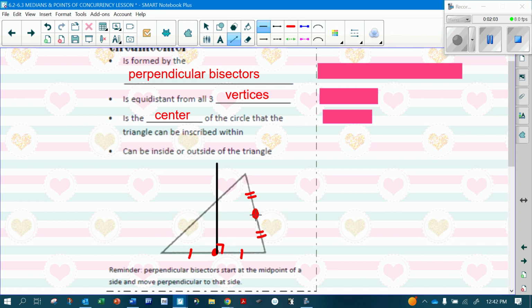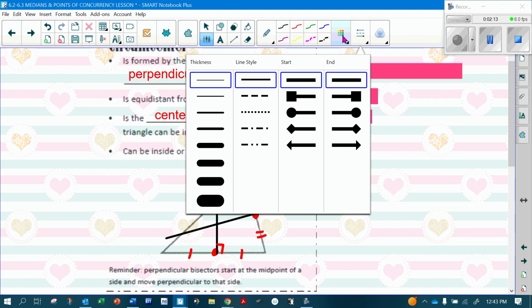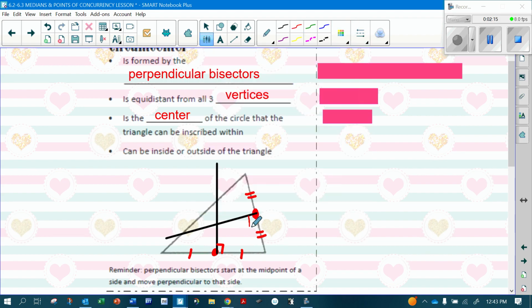Now I'm going to go to this one over here, and I'm going to draw a line that is perpendicular to that midpoint. So let me get this where it's right in center. So now this is about, and I know it's not exact, but it's close enough. So where these two intersect, this is called the circumcenter.